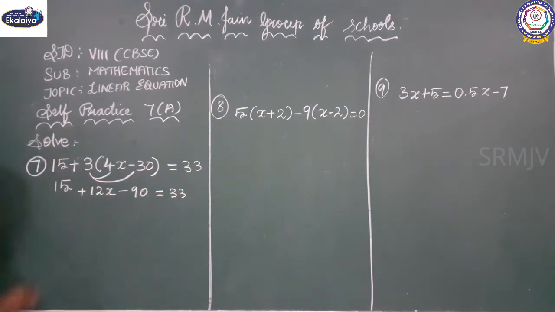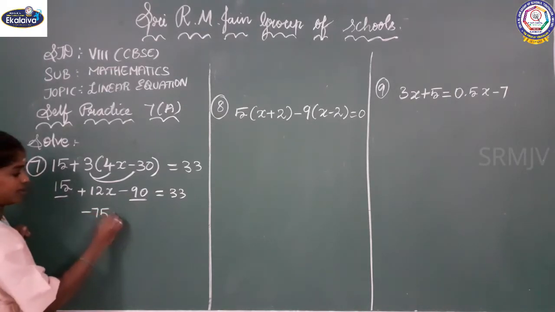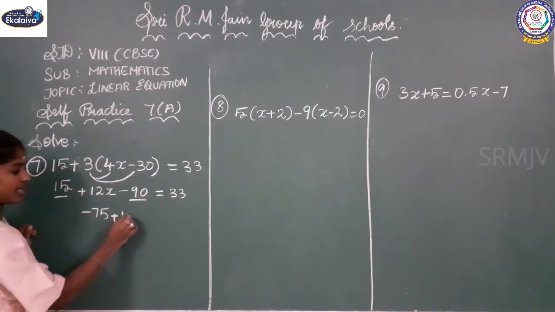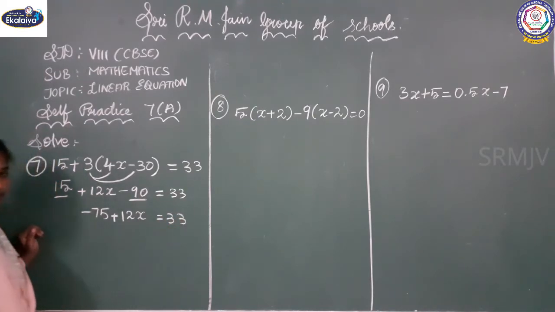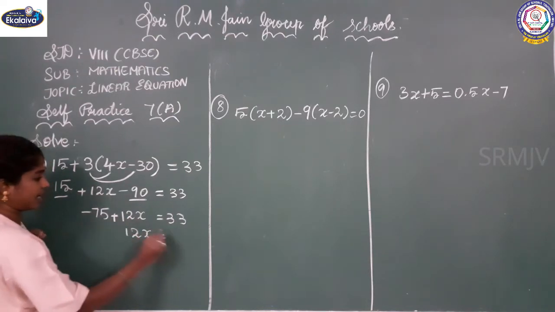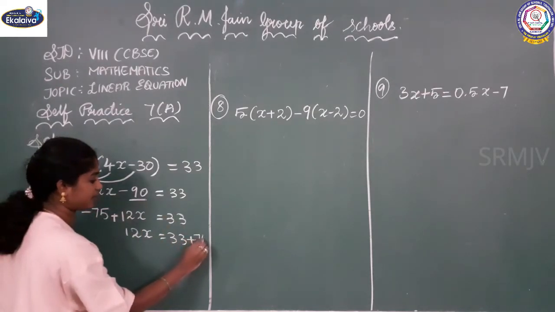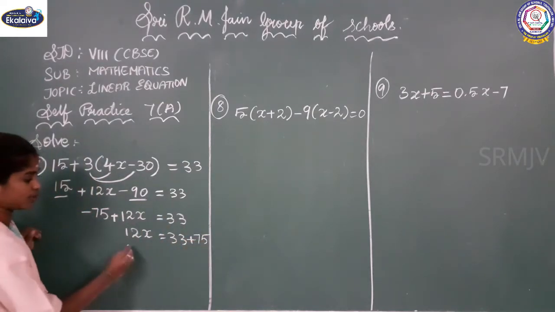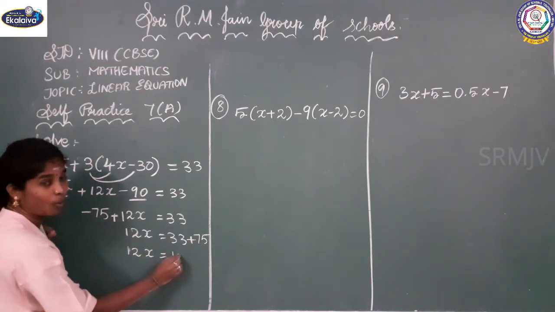So now what I am going to do? I am going to take 15 minus 90. What is 15 minus 90? Yes, minus 75 plus, what is here, 12x is equal to 33. So I need 12x. So I am just keeping this 12x as it is. And 33, this minus 75 becomes plus 75. So 12x is equal to 33 plus 75, 108.